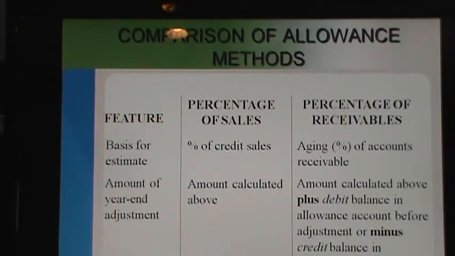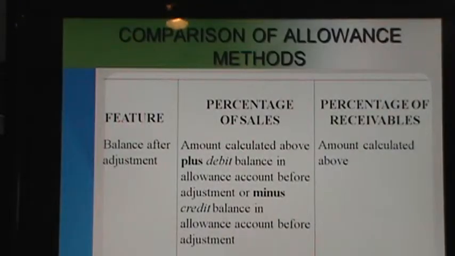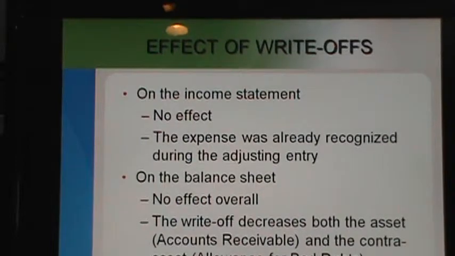So here's just a little slide comparing the two methods. So you have percentage of sales and percentage of receivables. Depending on what kind of business you have and what works better for you, you can use either one of them. It just explains the two, kind of like we did already, just how they do things differently.